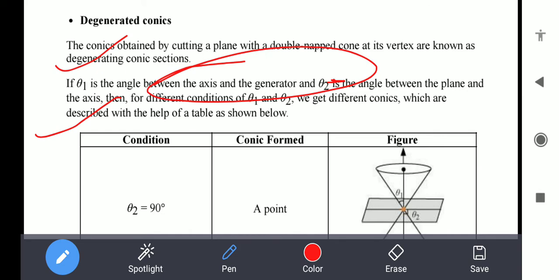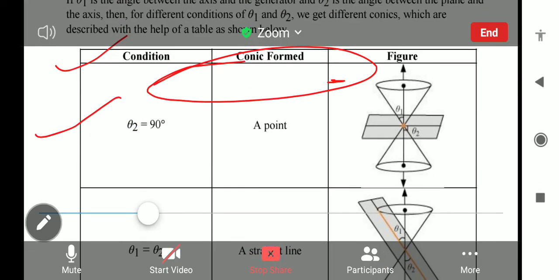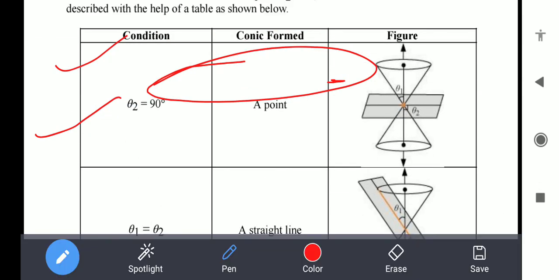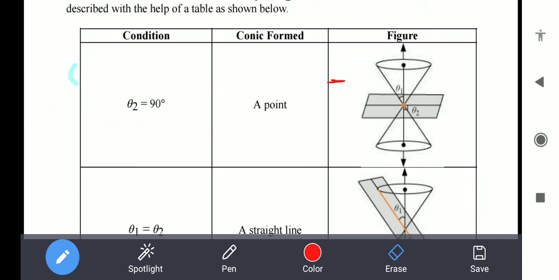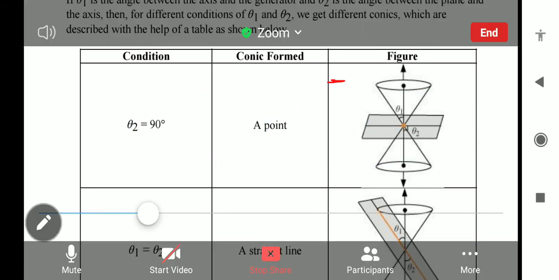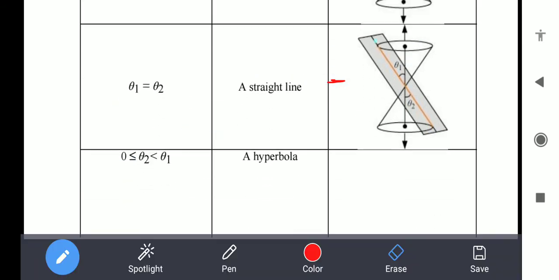If theta 2 is equal to 90 degrees, the plane cuts at the vertex, not in one half of the nappe, but at the vertex between the first nappe and the second nappe. In this case, if theta 2 is equal to 90 degrees, the shape formed is a point. If theta 1 and theta 2 are equal, then in this case a straight line is formed.